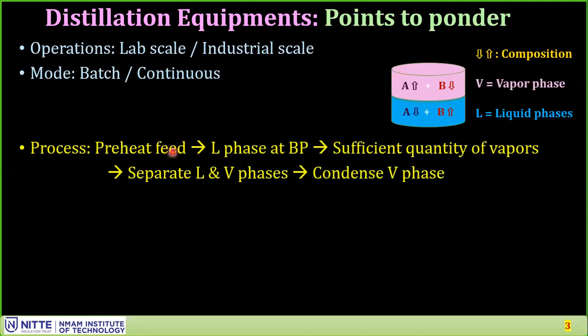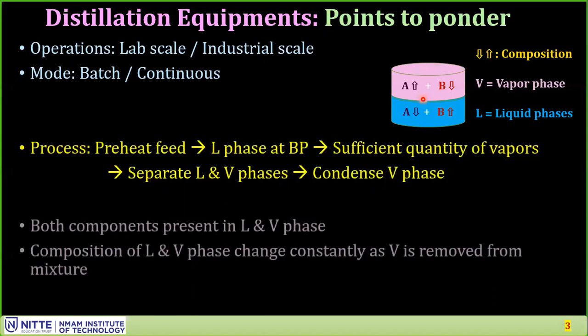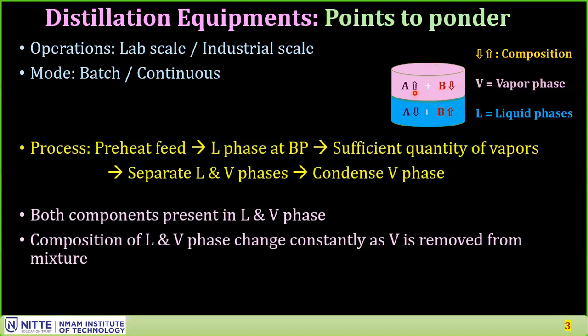Now first you will be preheating the feed, the liquid phase here. It will reach its boiling point. Then a sufficient quantity of vapor is issued. This vapor is in equilibrium with the liquid. You can get separate liquid and vapor phases. The most important thing is that A and B are present in both the phases, liquid phase as well as vapor phase. The difference is that the more volatile component will be rich, high in concentration in the vapor phase, and less in the liquid phase. That is how we are going to separate it out.